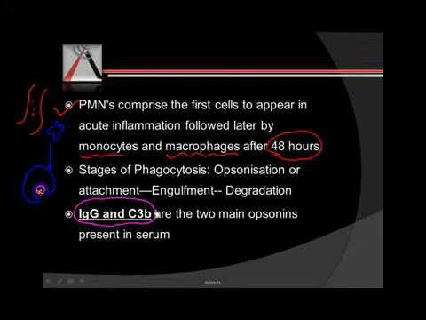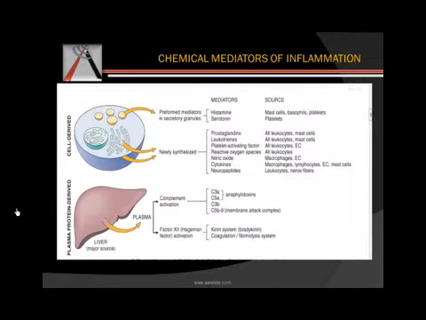So you can see these are the plasma mediators of the inflammation that act as opsonin. After phagocytosis, PMNs try to kill the bacterial debris by either the oxidative killing mechanism or the non-oxidative killing mechanism. Then we have the chemical mediators of inflammation. Herein we have the mediators which are cell derived, and we have mediators which are plasma derived.